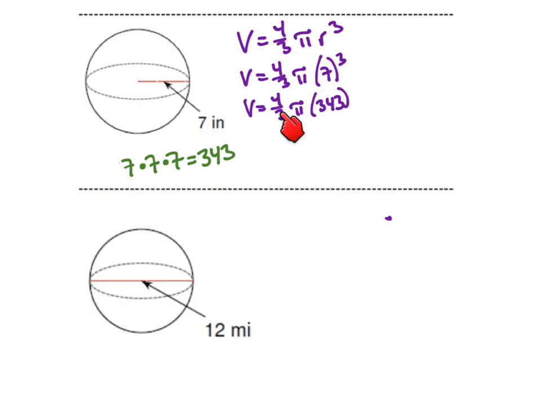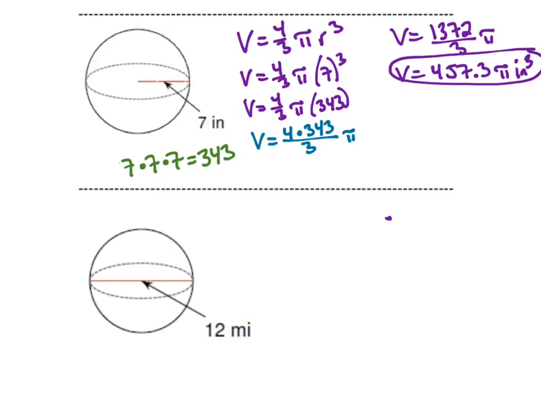Now, to get this 4/3, what I recommend doing is multiplying this value times 4 and then dividing it by 3. So let me rewrite it to make that clear. Volume equals 4 times 343 over 3 times pi. Okay, so we just multiplied 4 times that value, and then we're dividing it by 3, and we still have pi there. Okay? So we'll do the math. Volume equals 1,372 divided by 3 times pi. Keep doing the math. Volume equals 457.3 pi inches cubed. So here's our solution in terms of pi.